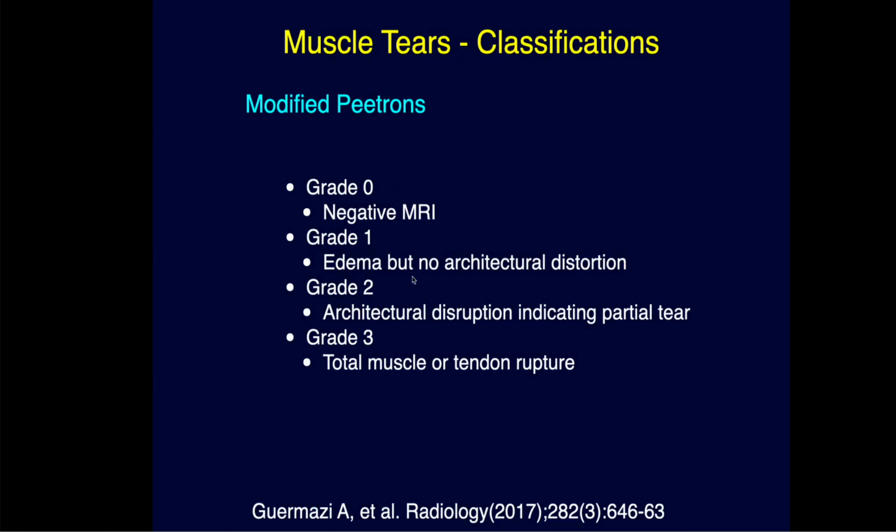Grade 1, you have symptoms, but there is edema, but the architecture of the muscle itself is still intact. Grade 2, you get architectural disruption with edema, usually indicating partial tears and hematoma formation within the muscle. And then grade 3, you have a complete rupture of the muscle. So this is a very common, probably the most common grading system. But as we'll see in this lecture, it's one that's not recommended as much in current practice of sports medicine.